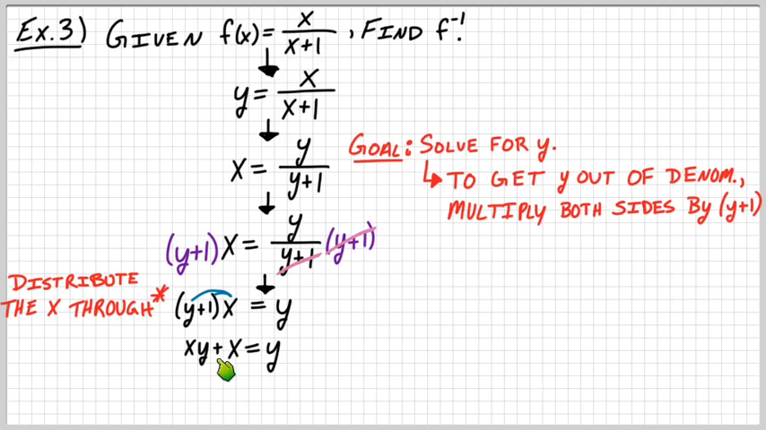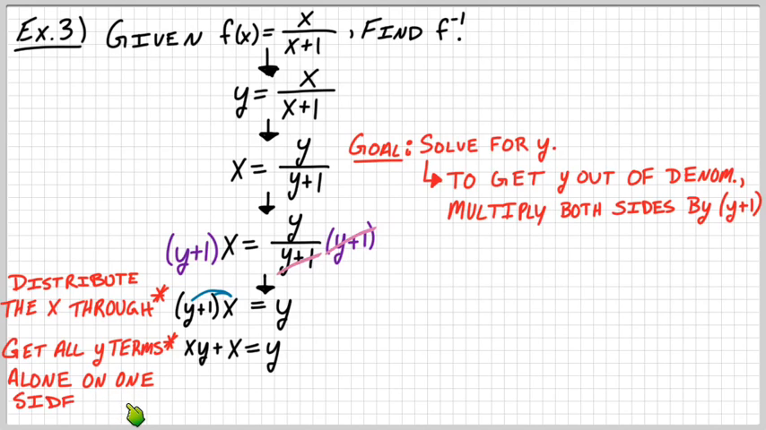We can treat this like any old equation. Let's get the y's to one side. Let's get everything else to the other side. So that's our objective at this point. So let's get all the y terms alone on one side. And we can do that in one step right here. Hopefully you see it.